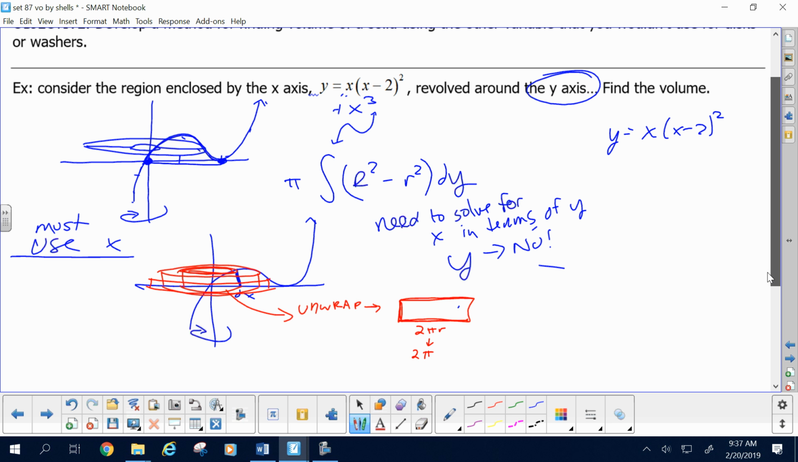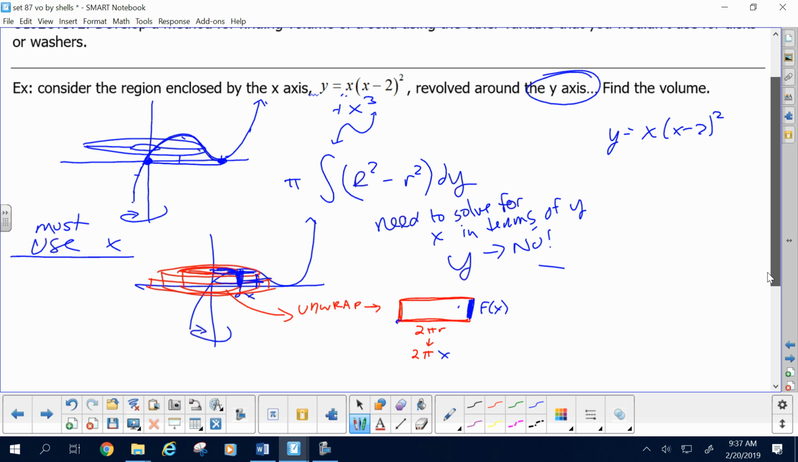So here's the R, here's the R, here's the R. It looks like the R is varying, it's changing. So what is the R? It's x. It's just whatever the x is. When I look at the slice at 1, the radius is 1. When I look at the slice at 1.2, the radius is 1.2. So the radius is always whatever x is.